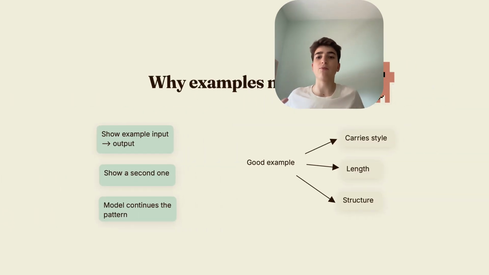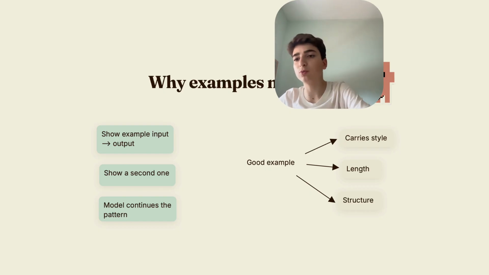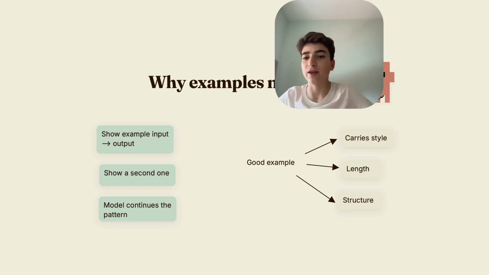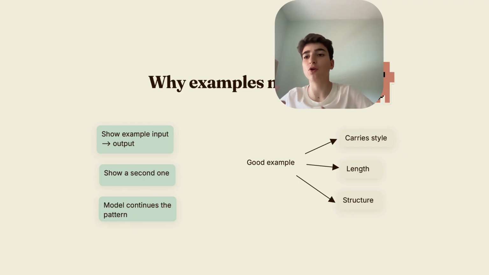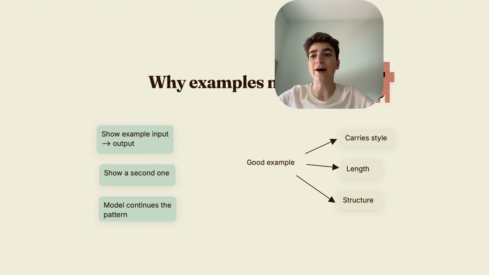Then why do examples matter? Because when you put an example, you show the input and the output to the large language model. Then when you put a second one, the model continues the pattern. It analyzes the input and the output and how that example is built. So it has 2 or 3 and it knows more or less how you want it. It gets the information from all those 3 to create your own output. So a good example carries the style, the length, and the structure that you want. It teaches Claude these 3 things.